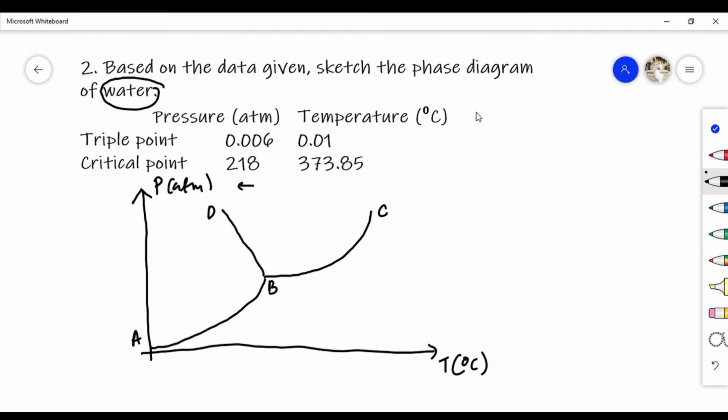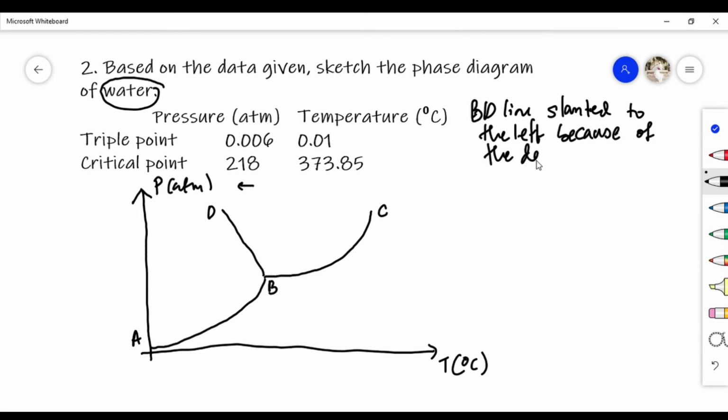Okay, so kita tulis dulu lah, BD line slanted. Dia slanted tu maksudnya dia condong, slanted to the left because of the density of ice and water is different. Density of ice lebih rendah berbanding density of water, sebab tu dia punya pada keadaan equilibrium between solid and liquid tu dia condong ke arah kiri.